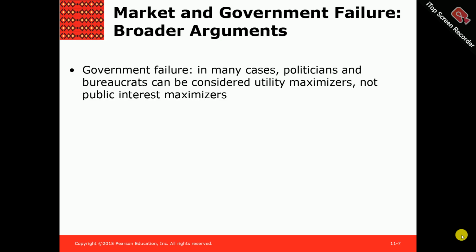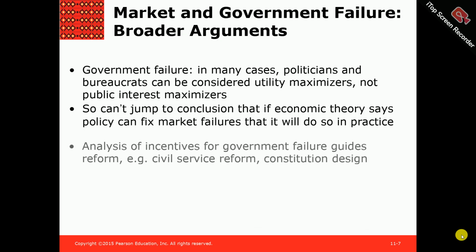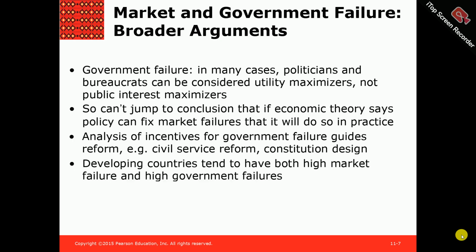Just like markets fail, there is also government failure. In many cases, politicians and bureaucrats can be considered utility maximizers, not public interest maximizers. So, we can't jump to the conclusion that if economic theory says policy can fix market failures, it will do so in practice. It's not actually the same story. Government intervention may not correct market failure, and may even worsen it. Analysis of incentives for government failure guides reform, for example, civil service reform, constitution design, etc. Developing countries tend to have both high market failure and high government failure.